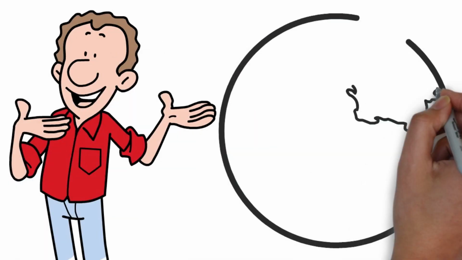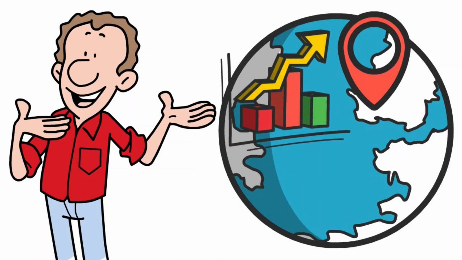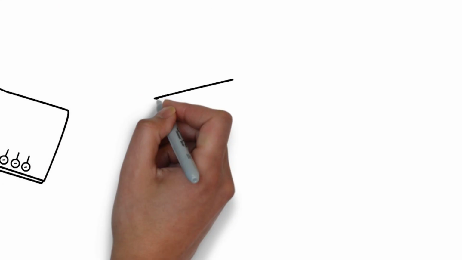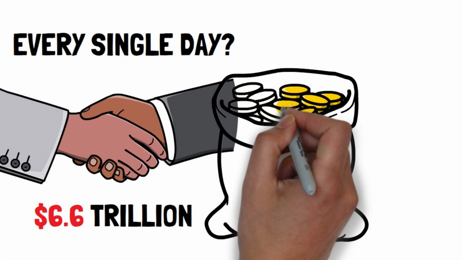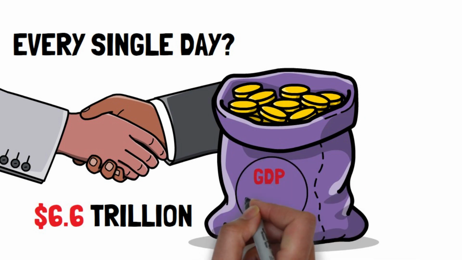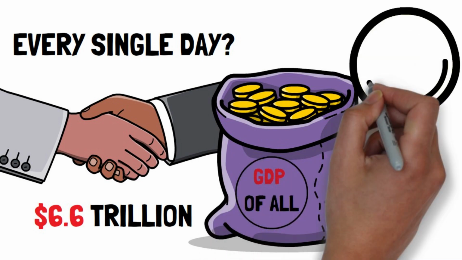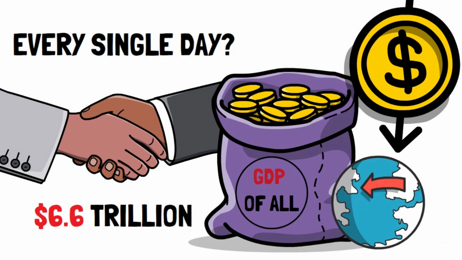Did you know that the global foreign exchange market, also known as Forex, trades a staggering $6.6 trillion every single day? That's more money than the combined GDP of all but the top 10 economies in the world.